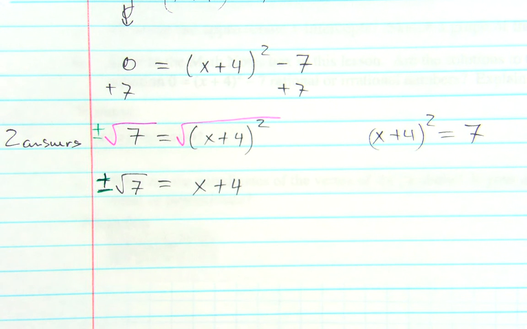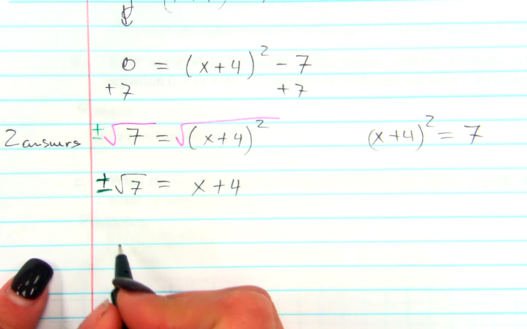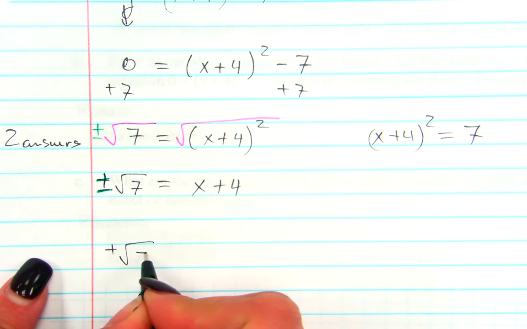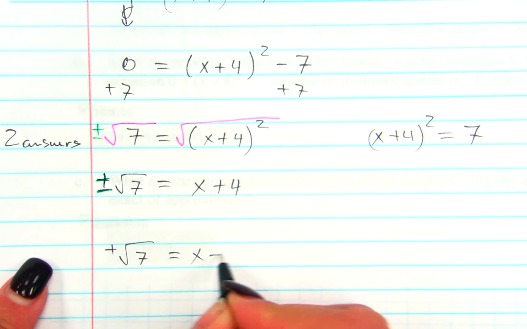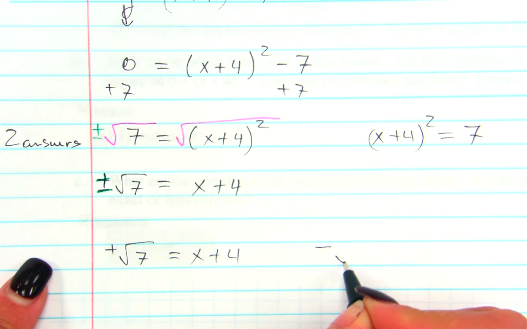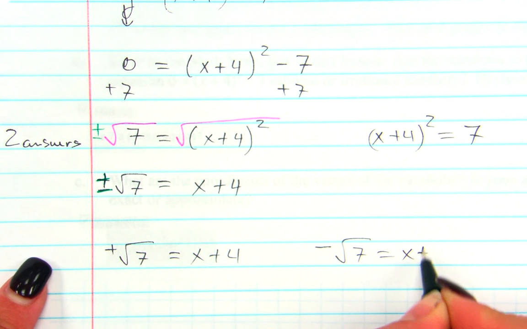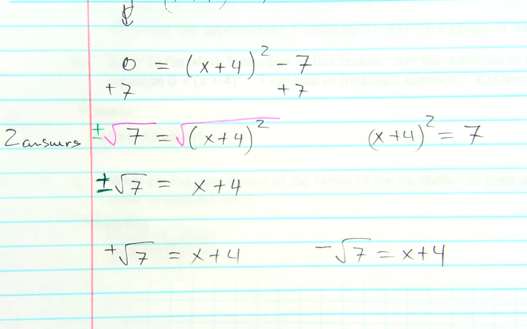As soon as we got to this part, I told my kids, well, you have two of them, so you can split them apart. One of them is going to be the positive square root of 7 equals x plus 4, and then one is going to be the negative square root of 7 equals x plus 4. We are not trying to solve anything yet. We just want to split them both up and then solve from there.